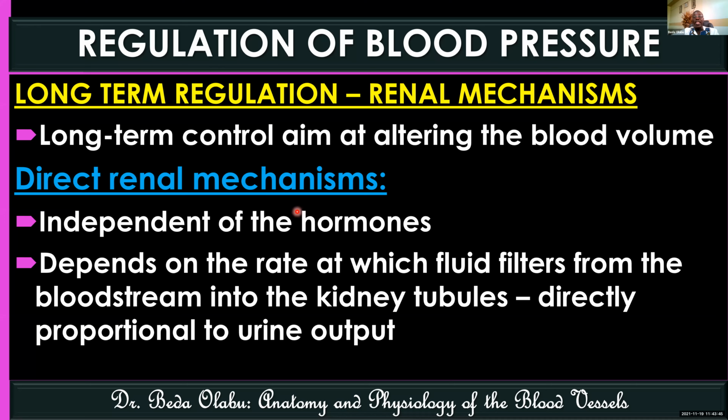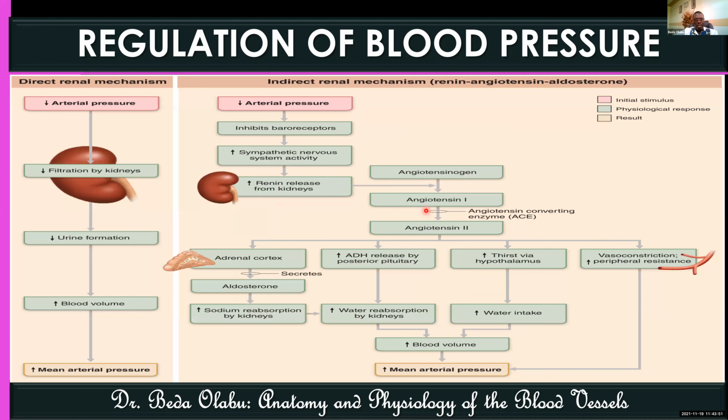I hope you've understood the direct renal mechanisms. Now let's talk about the indirect renal mechanism. The direct renal mechanism is just based on what I've told you. The indirect renal mechanism relies on the renin-angiotensin-aldosterone system, and I want to talk about that. It is the indirect renal mechanism of blood pressure regulation.